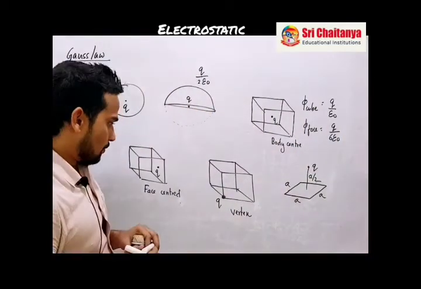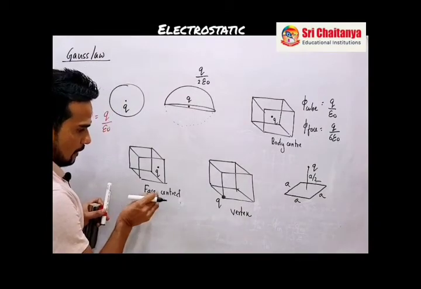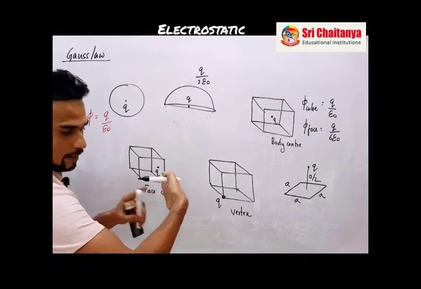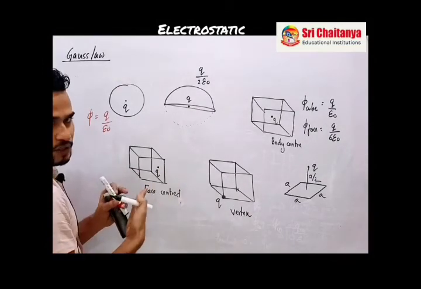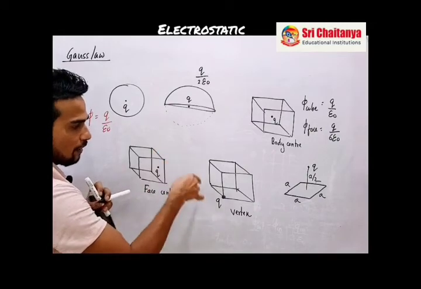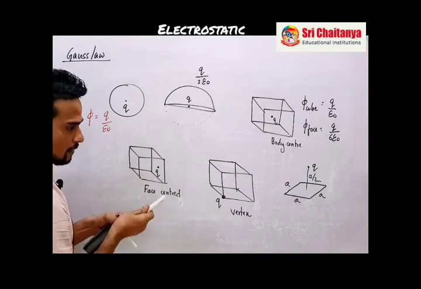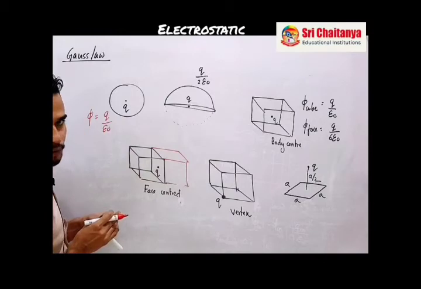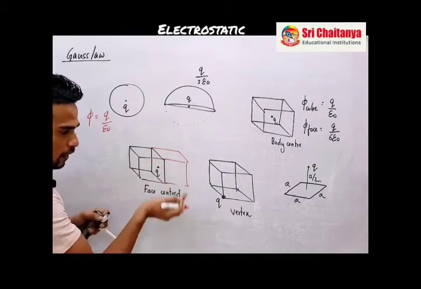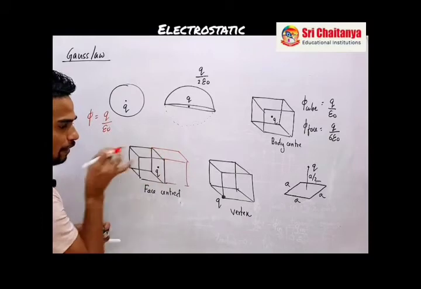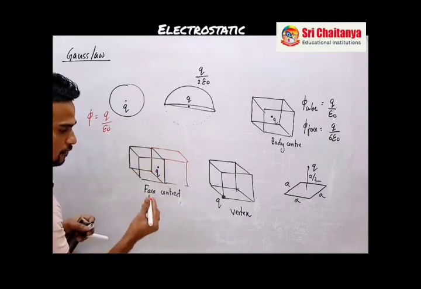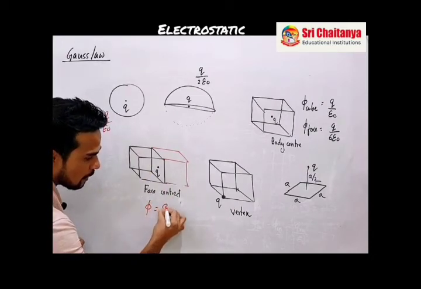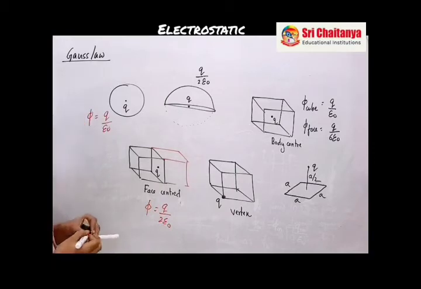Now let's see the next situation. Here you have placed the charge at the face center. That means in order to completely enclose this charge, you have to put another cube. If I put another cube in this manner, then this charge will be completely enclosed. So the flux through both cubes together will be Q by epsilon naught. But I have only one cube. That means half will be shared by this cube. So the flux for this cube will become half of Q by epsilon naught, that is Q upon 2 epsilon naught.